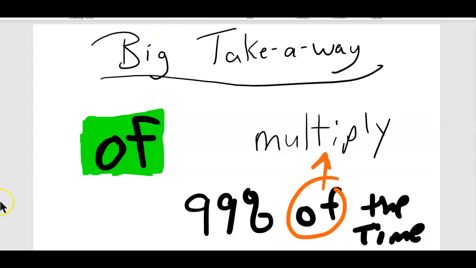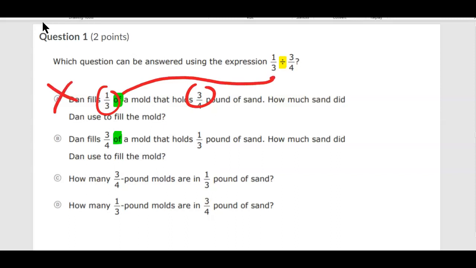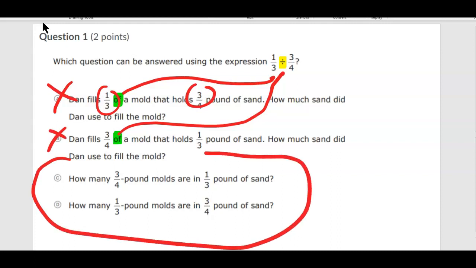With that being said, let's look at our problem for just a moment. Can we eliminate some of these? Because you can right away eliminate some of these. See this division symbol? We're dividing. See this word "of"? That means you would multiply. You would multiply 1/3 times 3/4, and that's not what this is. That's not what this is. So our choices are between C and D. Oh, that makes things so much easier. See? All right, let's go back.